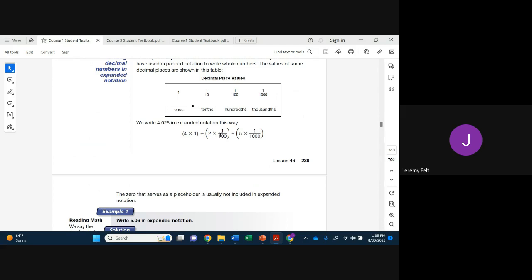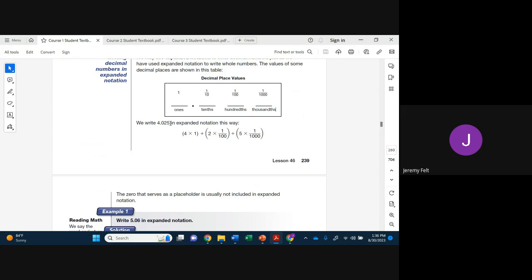And then 2 times 1 over 100, because it's the hundredths place. And then 5 times 1 over 1,000, because the 5 is in the thousandths place. Again, just a way to rewrite it. And again, we don't use this a ton down the road. This is just to help us identify place value and understand what value those places hold.